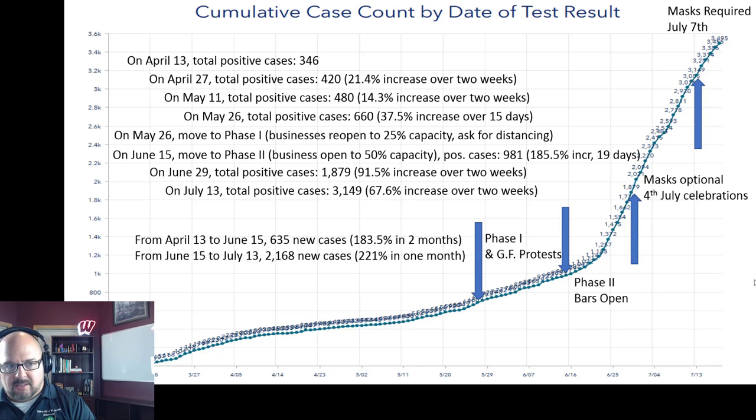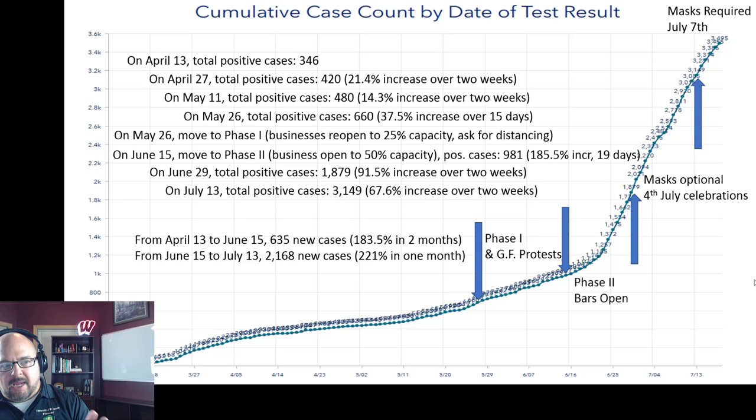On the 26th, there were a total of 660, which is just a 37.5% increase over a little over a week's time. So you could see a 6-week span starting back on April 13th. There seemed to be a 21, a 14, a 37. So the increase every 2 weeks varied from a low of about 15 up to a high of 40.